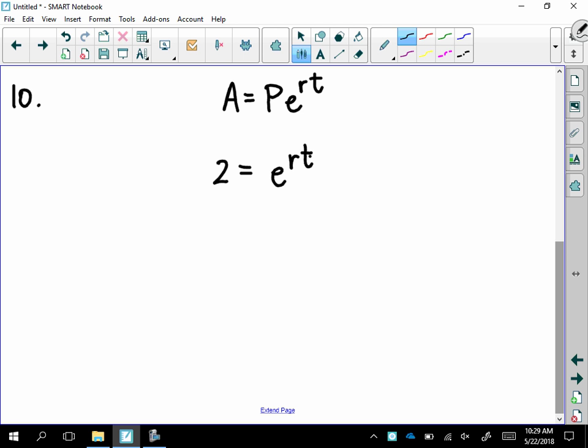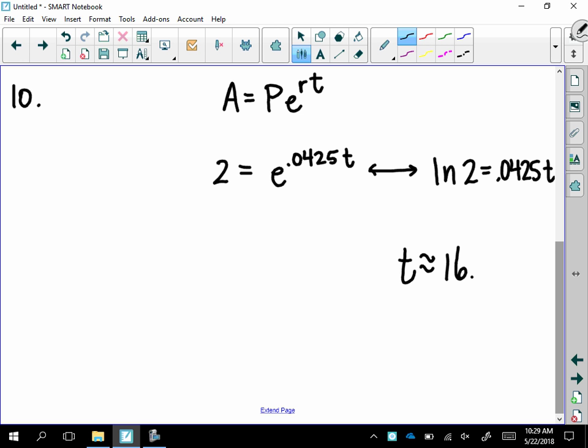And what's our interest rate? 0.0425. All right, rewrite this in logarithmic form. Natural log of 2 equals 0.0425 times t. And so we'll do in our calculator the natural log of 2 divided by 0.0425. And how long does it take for that investment to double? 16.309.